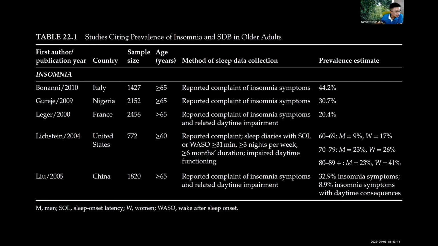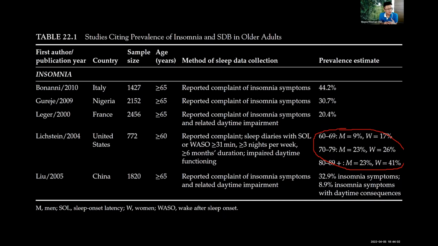Okay, I'd like to draw your attention to this part here. This table 22.1 shows five studies that cite the prevalence of insomnia in older adults. After the year 2000, these studies were published in various countries, as you can see there. They studied people 60 or 65 and above, and reported on the prevalence estimate in those populations. You can see Italy, prevalence 44.2, and so on. Nigeria. France seems to have the lowest among the five when it comes to insomnia complaints.